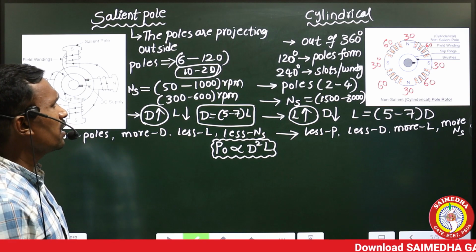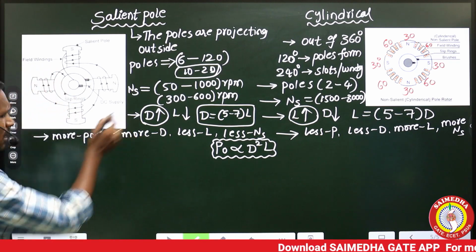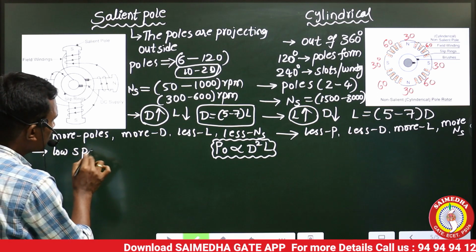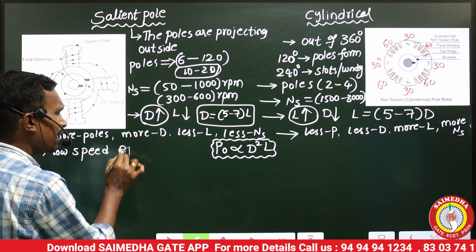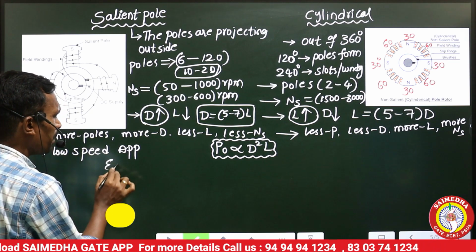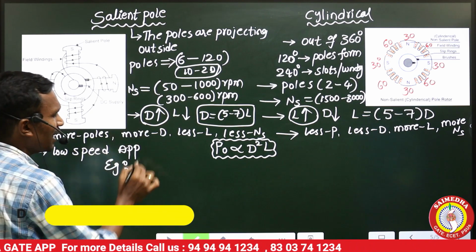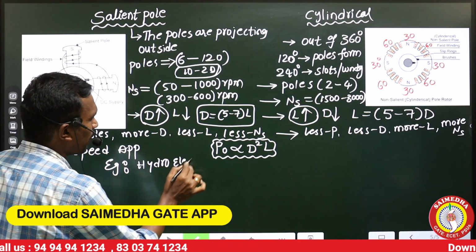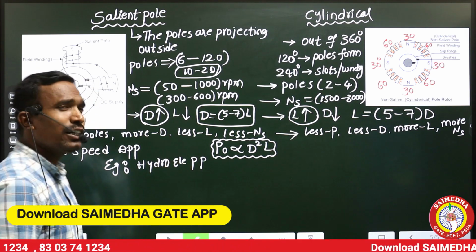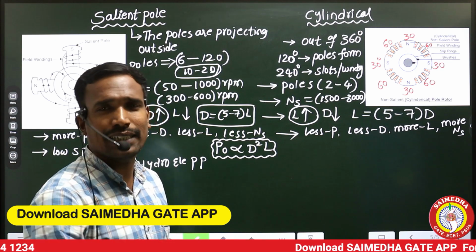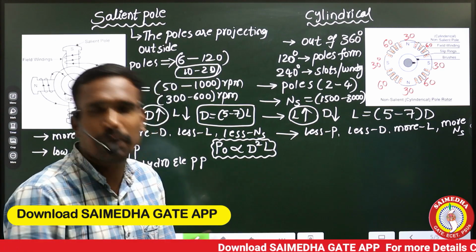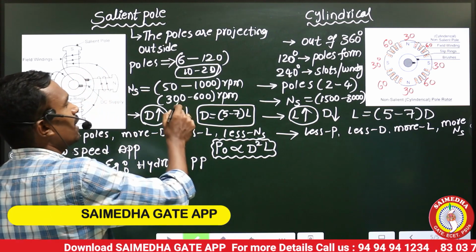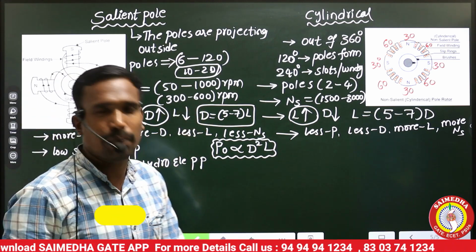And then, what are the remaining differences? Simply, this is used for low speed applications. Can you tell me an example for that? The salient pole generators are used in hydroelectric power plants. In a hydroelectric power plant, whatever turbines and generators we have are low speed applications, with generator speed in the range of 300 to 600 rpm.